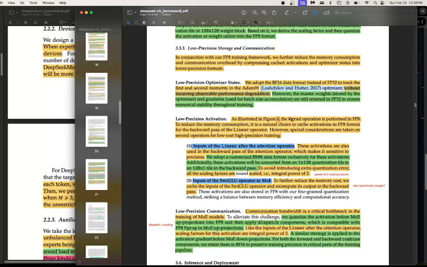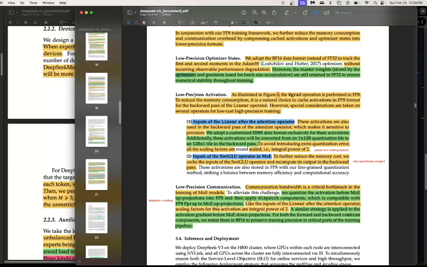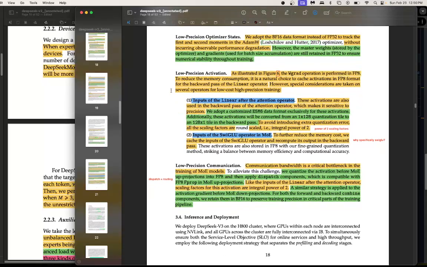So they were actually surprised. The DeepSeek team claims that they can use BF16 for the optimizer states, and they're able to achieve good results still. So I don't know, I was surprised by that. They still keep the master weights and gradients though in FP32, like in normal mixed precision training.